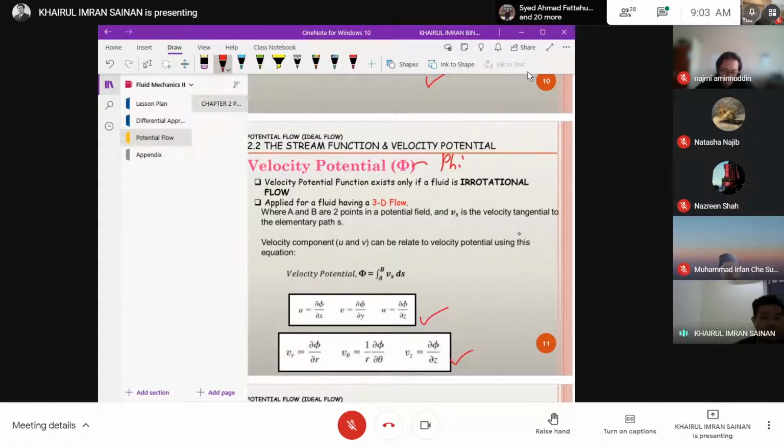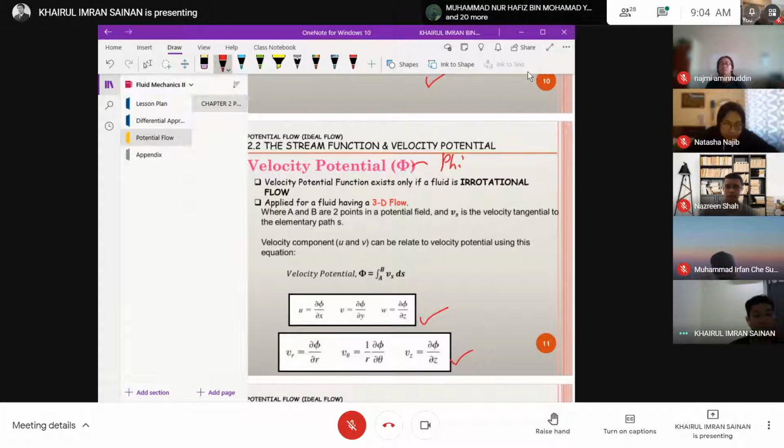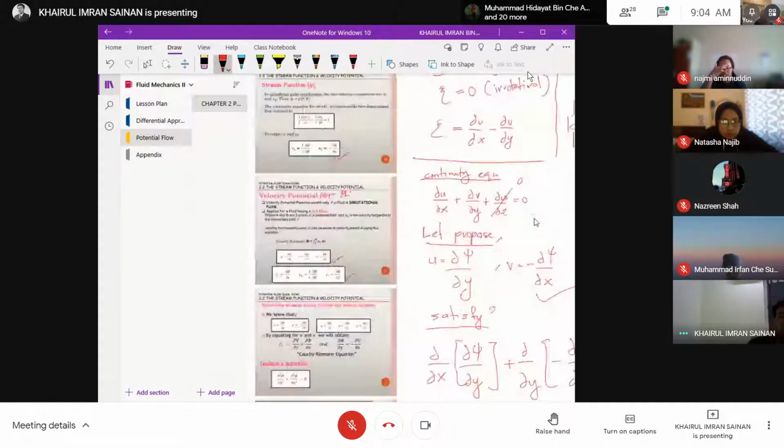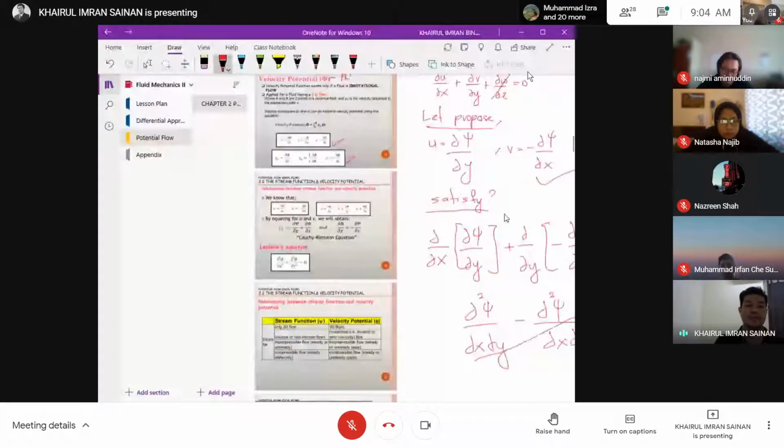For Cartesian and cylindrical coordinates, u is del phi over del x, v is del phi over del y, w is del phi over del z. Okay, and this is for cylindrical or polar coordinates, V_R, V theta, and V_z. So what are stream function and velocity potential actually? Sir already gave the equations for how to find psi and phi, right? Now I'm going to explain what psi and phi actually are.